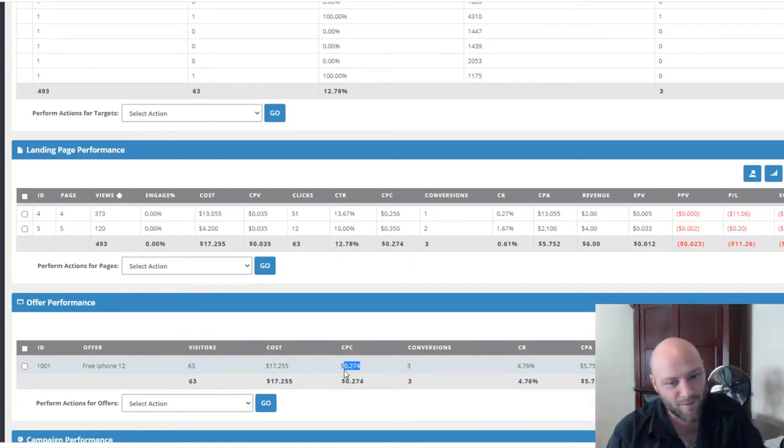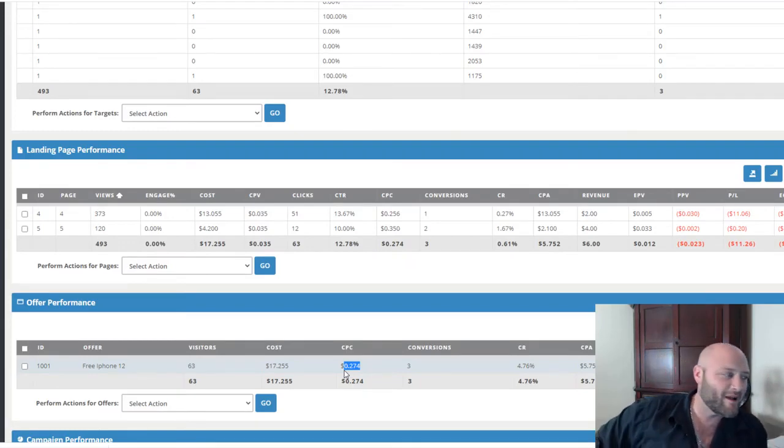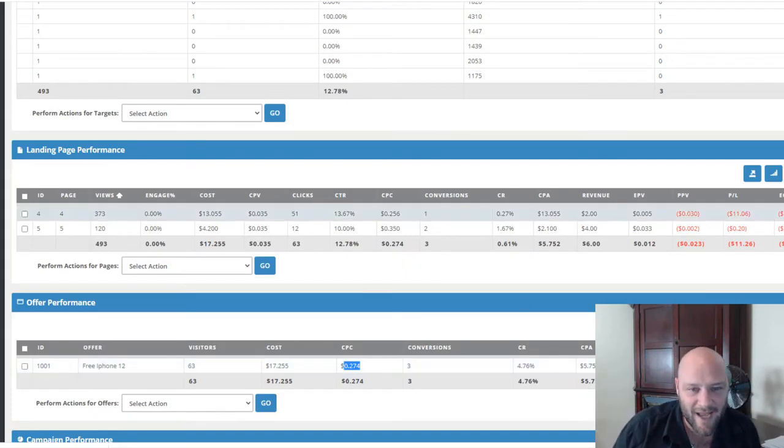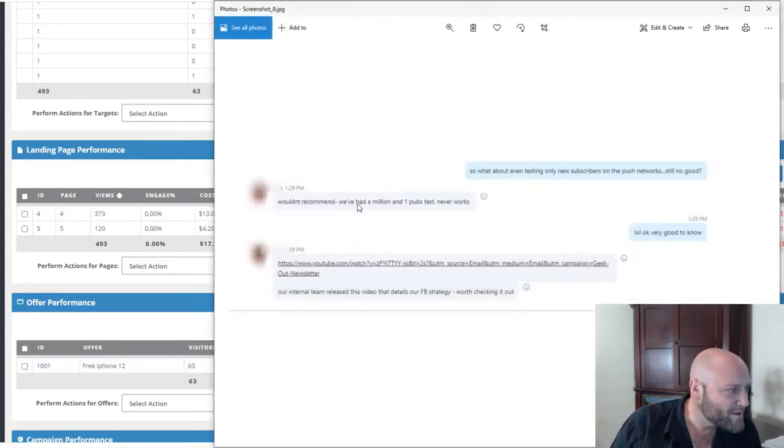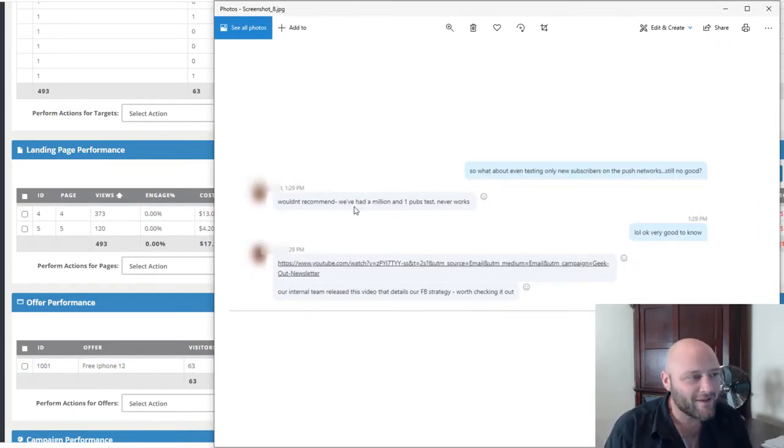However, after speaking with them directly and asking, hey, what's going on? Like, should we scale this on this? And it was a big fat no. Do not buy push ads for our offers. The traffic sucks. And in fact, he said right here, I wouldn't recommend. We've had 1,000,001 pubs test and it never works, okay? This is after me asking even if we can go with the best quality of lists or subscriber lists on these push ad networks, it never works, okay?